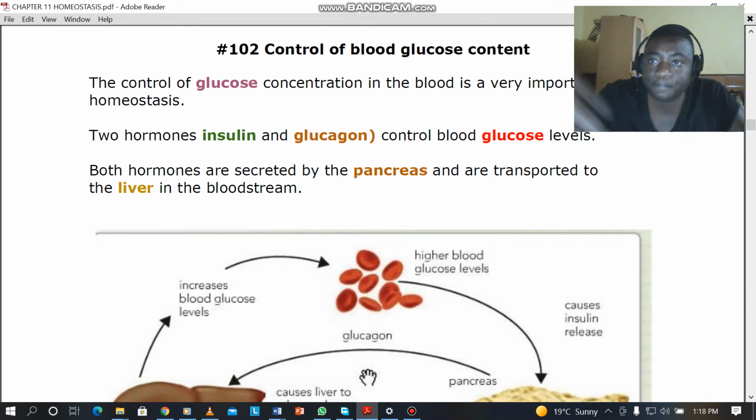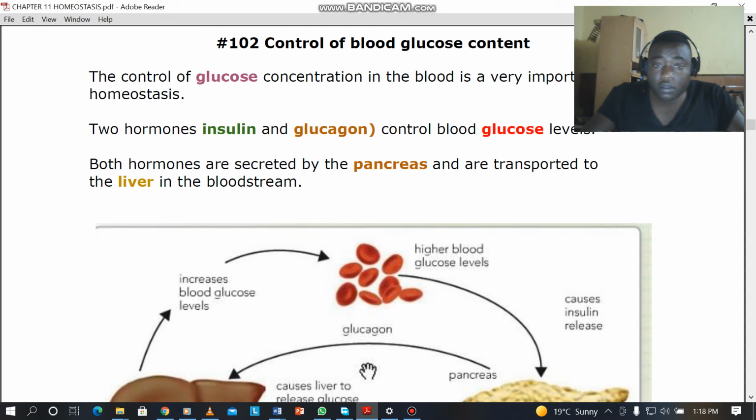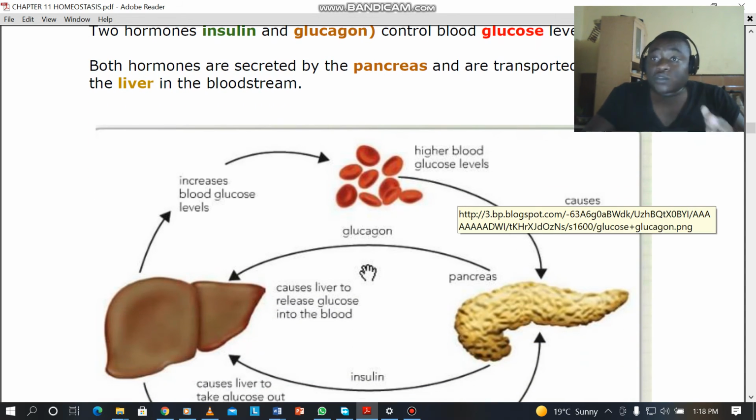excess glucose to glycogen. Okay, so the difference between glucose and glycogen is that glucose cannot be stored because it's very soluble, while glycogen can be stored. So that is what happens when you have excess glucose in your blood. Let's look at what happens when you run out of glucose.